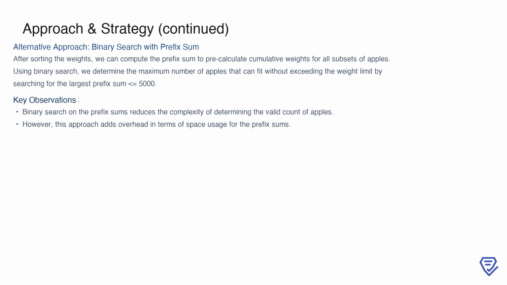This approach is faster in terms of determining the valid number of apples for larger inputs, but it does come with a trade-off. It requires additional memory to store the prefix sums. While this method is efficient in certain scenarios, the space overhead may not always be ideal.